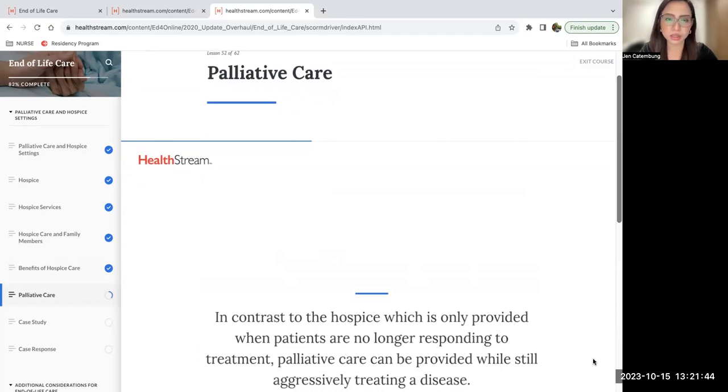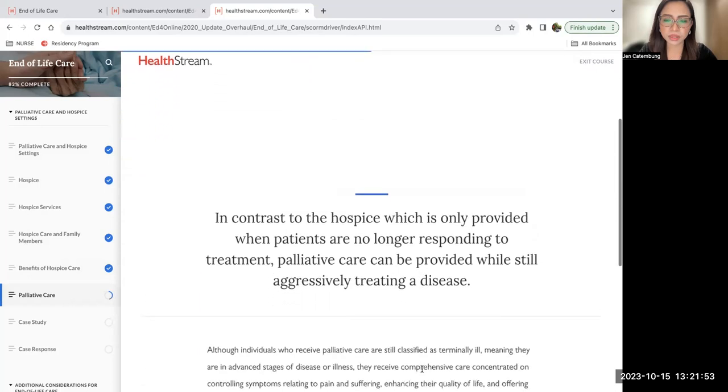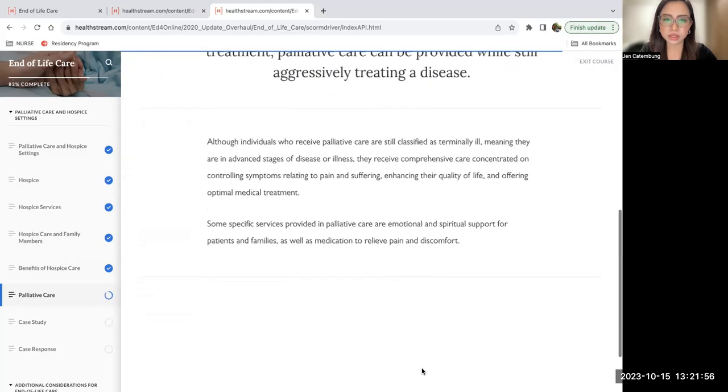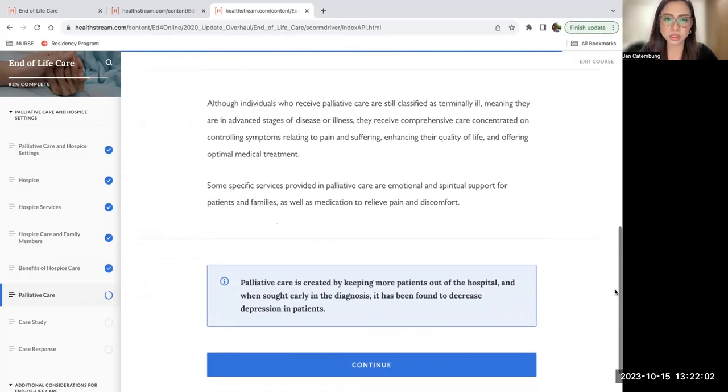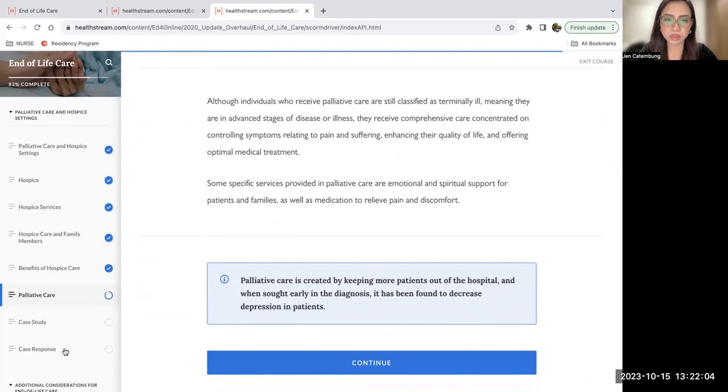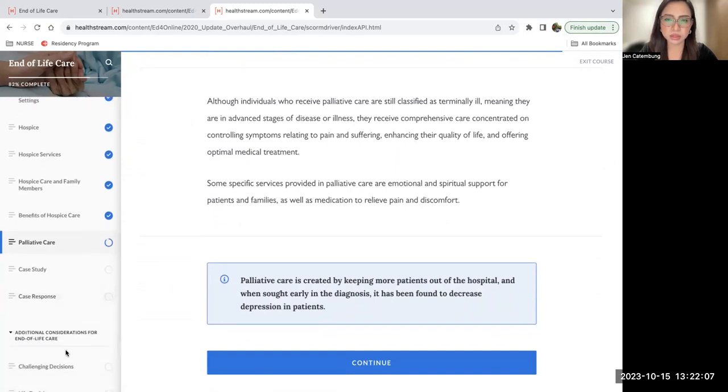Palliative care. In contrast to the hospice, which is only provided when patients are no longer responding to treatment, palliative care can be provided while still aggressively treating a disease. Although individuals who receive palliative care are still classified as terminally ill, meaning they are in advanced stages of disease or illness, they receive comprehensive care concentrated on controlling symptoms relating to pain and suffering, enhancing their quality of life and offering optimal medical treatment.